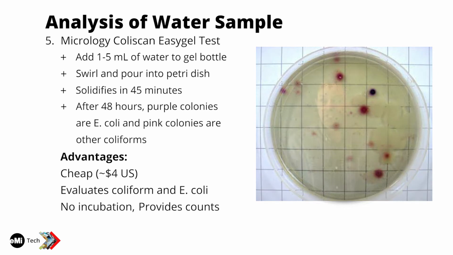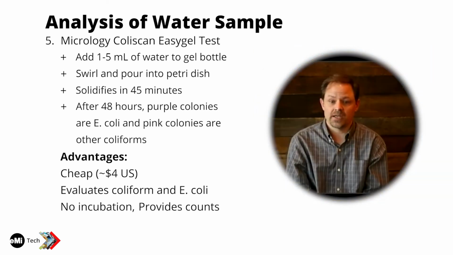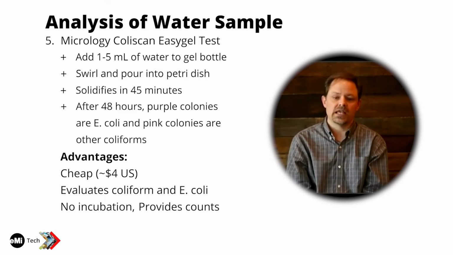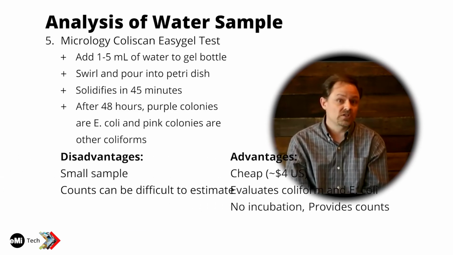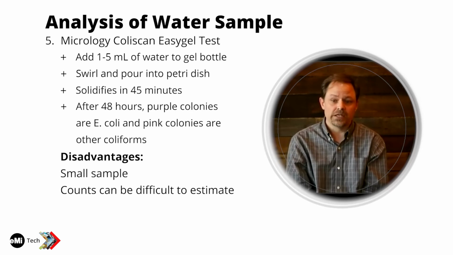Advantages, again, this is fairly cheap, about $4 US a sample. It evaluates coliform and E. coli. It requires no incubation out in the field, and it provides counts. Disadvantages, it's a small sample, again, 1 to 5 milliliters.